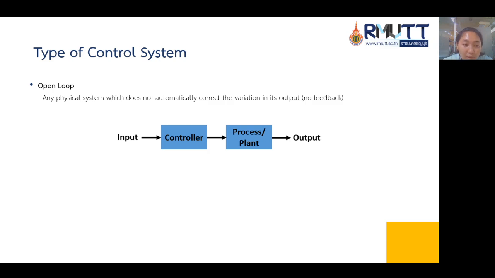There are two types of control system. The first is open loop. Open loop is any physical system which does not automatically correct the variation in its output. We can see here in the block diagram of an open loop control system, there is no feedback fed to the input. The input only flows to the controller, then to the process or plant, and then produces an output.